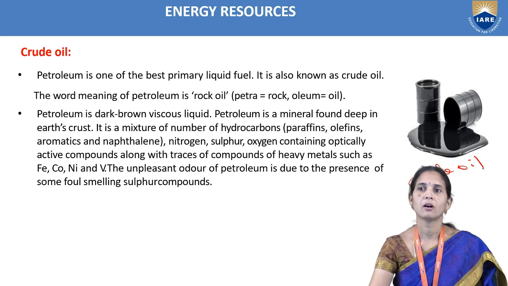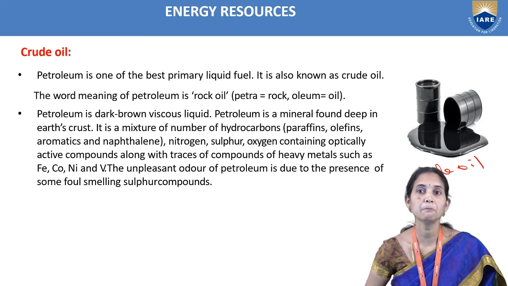Crude oil. Petroleum is a mineral found deep in the earth's crust. It is a mixture of a number of hydrocarbons. So what is present means paraffins, alkanes, alkenes, aromatics and naphthalenes. And nitrogen, sulfur and oxygen are also present, but in very small percentages. And heavy metals like iron, cobalt, nickel are also present in the petroleum, but in a very small percentage.